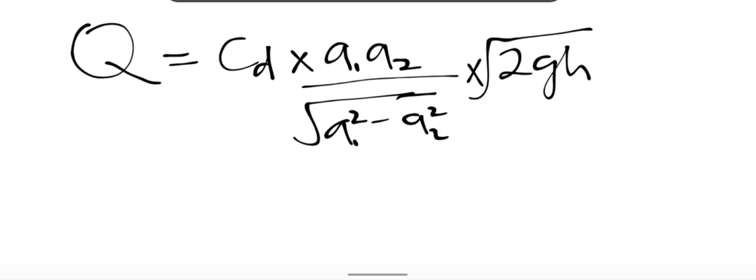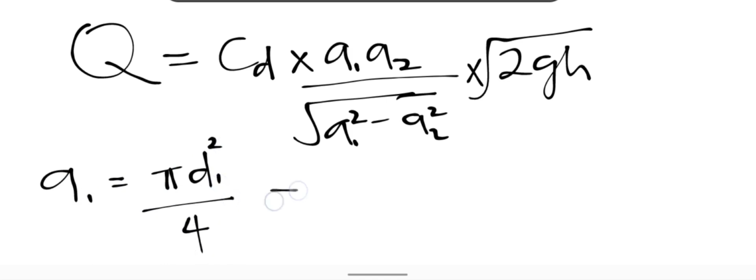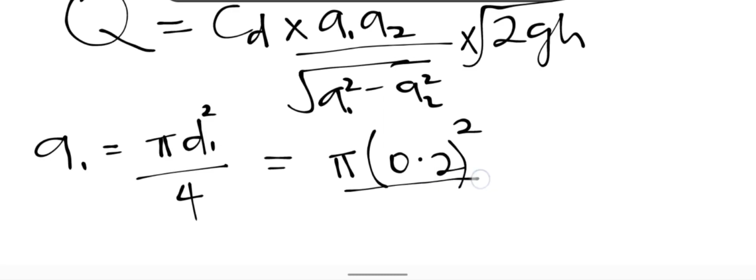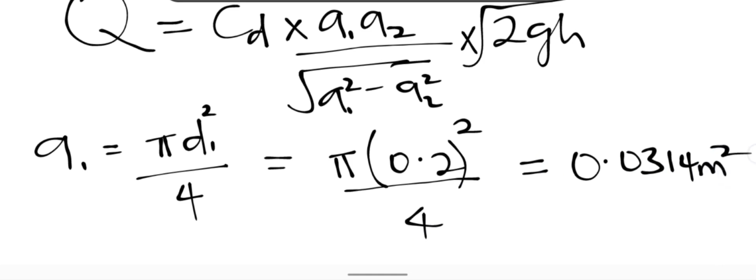CD, that's the coefficient of discharge I'm given from the question, while for the areas, I'm going to use the diameters given. That is A1, area is equal to pi d squared over 4. So A1 is equal to pi d1 squared over 4. That's the diameter of the inlet, which is given as 200 millimeter. That is 0.2 meters, pi times 0.2 squared over 4, which I got as 0.0314 meter squared.